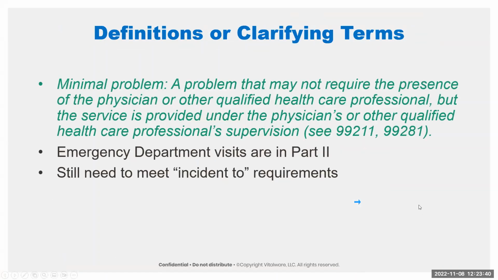All right, so there are many guidelines in the office visit guidelines that are going to be the same for all of the E&M codes that involve the medical decision-making. And some of those are like the language for the number and complexity of problems addressed. And so I didn't bring all of them in. I just wanted to bring in the ones where there were changes. So the minimal problem has been updated just a little bit to add the 99281 to it. So emergency department visits are going to be in part 2, and for the 99211 and the 99281, you'd still need to meet the incident 2 requirements.